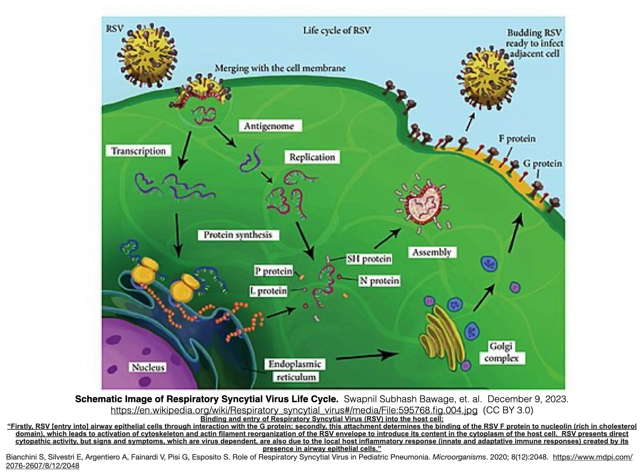Schematic image of respiratory syncytial virus life cycle. Binding and entry of respiratory syncytial virus into the host cell. Firstly, RSV enters airway epithelial cells through interaction with the G protein. Secondly, this attachment determines the binding of the RSV F protein to nucleolin, which leads to activation of the cytoskeleton and actin filament reorganization of the RSV envelope to introduce its content into the cytoplasm of the host cell.